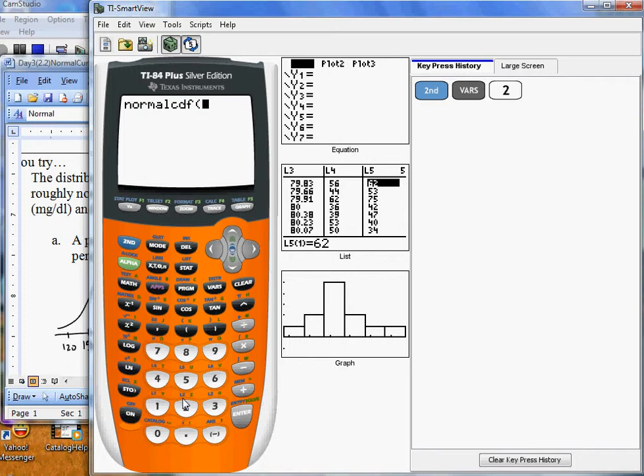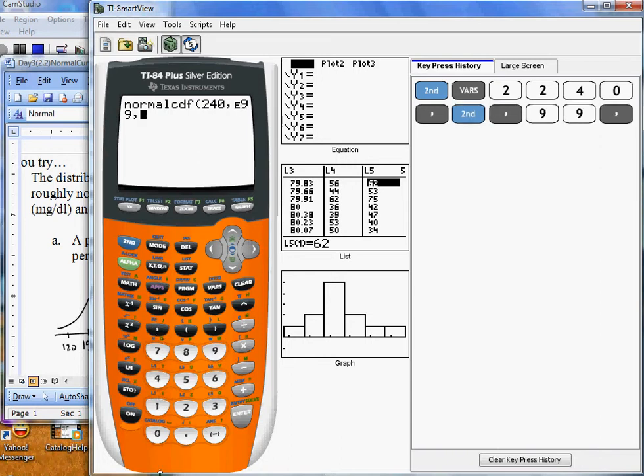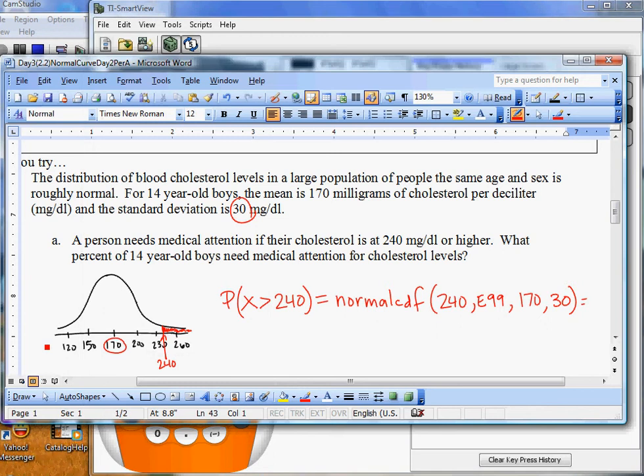So again, it's Normalcdf, 240 to E99. I press second comma, that's the E we're using, 99, then my mean, which is 170, and the standard deviation, which is 30. When I press enter, this is the area under the curve for the piece that I shaded: 0.0098. I convert that to a percent, which means 0.98% of 14-year-old boys would need medical attention.